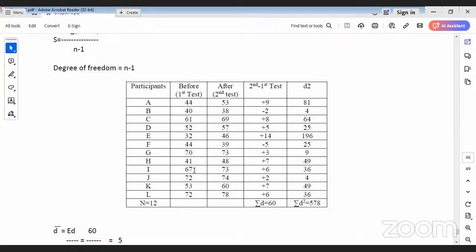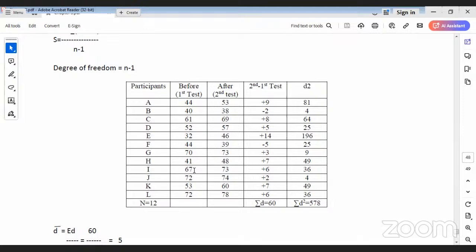73 minus 70, plus 3. So 48 minus 41, plus 7. 73 minus 67, plus 6. 74 minus 72, plus 2. 60 minus 53, that is plus 7. 78 minus 72, plus 6.